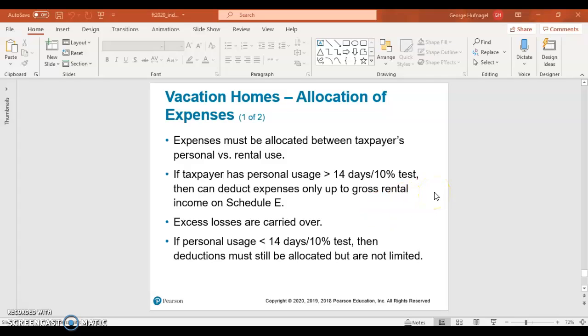Vacation homes, allocation of expenses. Expenses must be allocated between the taxpayer's personal and rental use. If the taxpayer has personal usage greater than 14 days or the 10% test, then you can deduct expenses only up to the gross rental income on the Schedule E. Excess losses are going to be carried over. If personal usage is less than 14 days or the 10% test, then deductions must still be allocated, but are not limited.